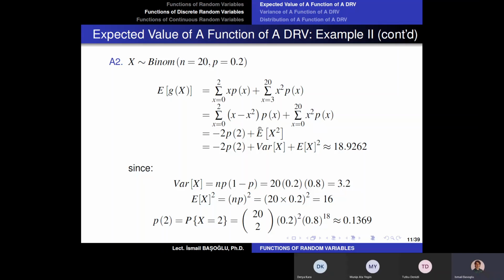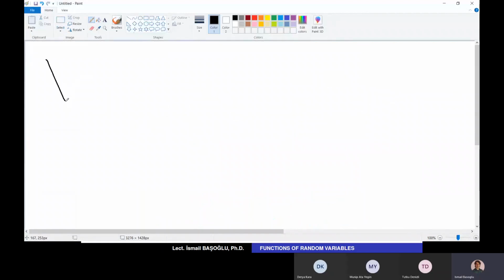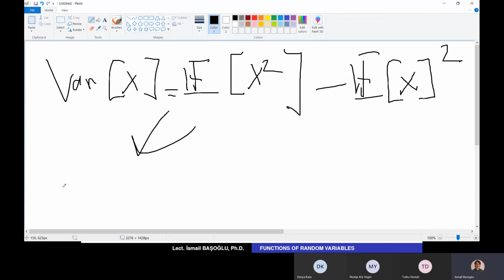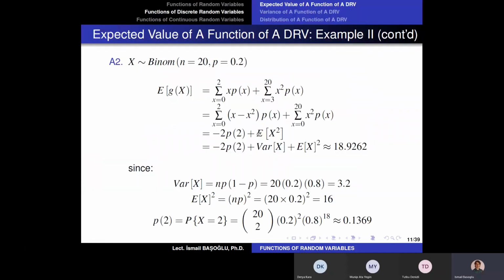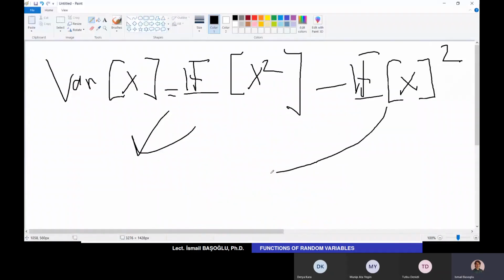And the expected value of x squared is what? Remember the variance formulation, my friends. The variance of x is equal to what? Expected value of x squared minus the square of the expectation, right? So this is my convenient variance formula. And according to that variance formula, I can write the expected value of x squared as the variance of x plus the square of the expectation, if I simply take that negative part to that side. So I can find the expected value of x squared.